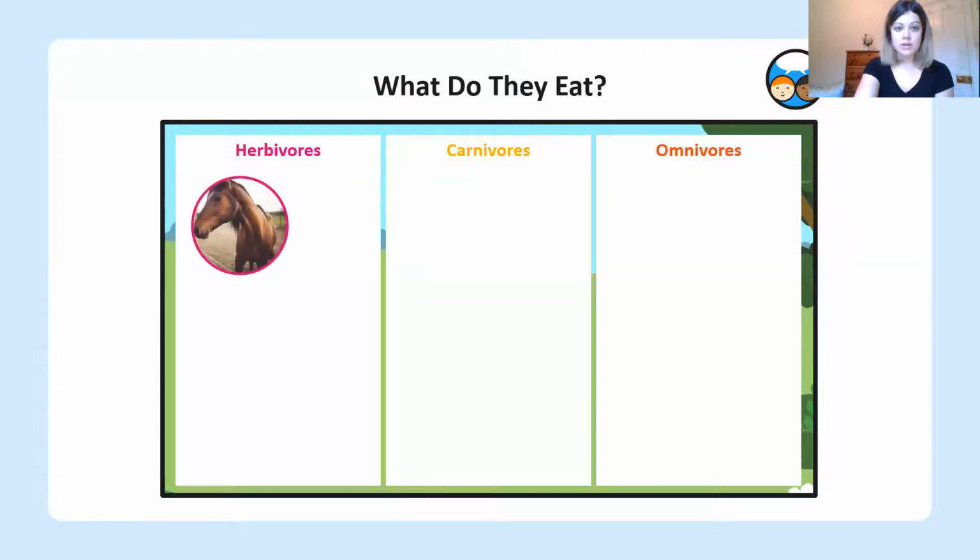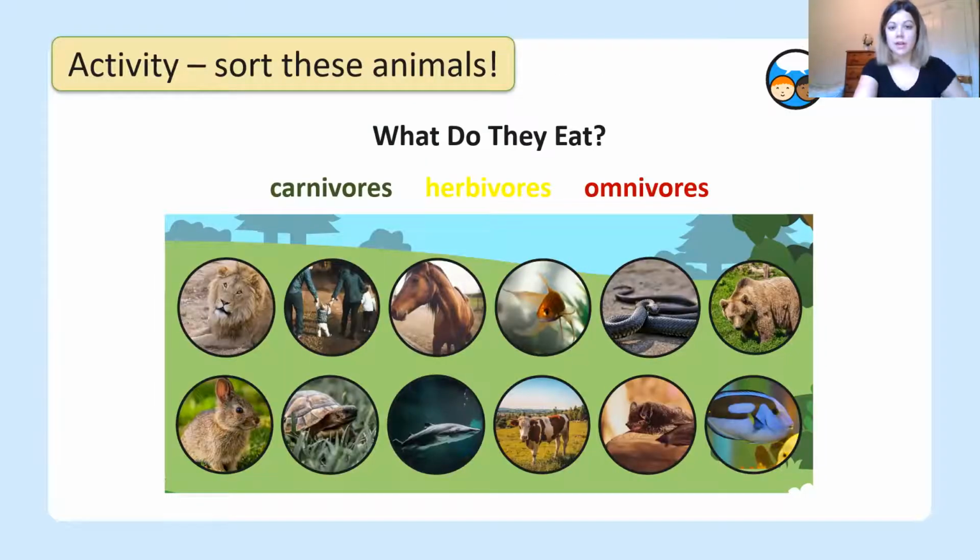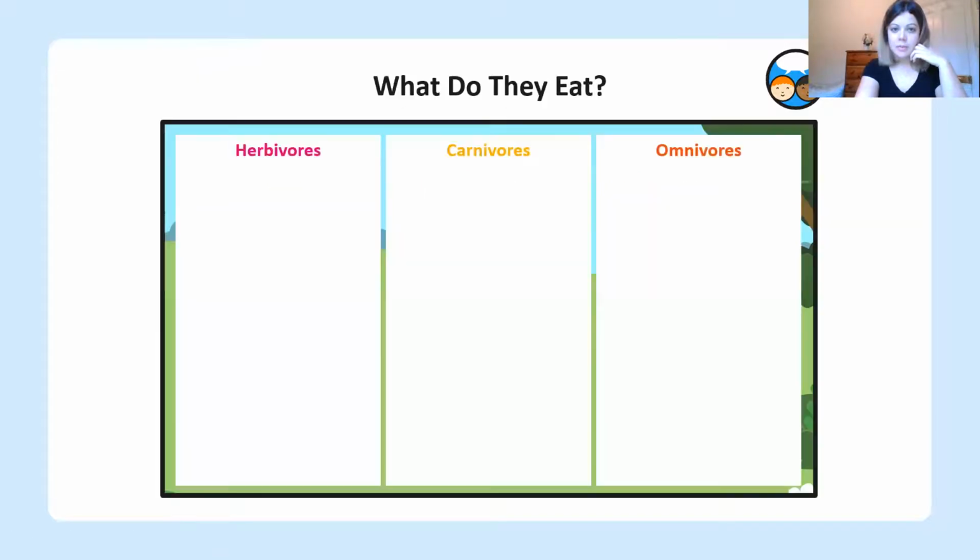So a horse is a herbivore. Okay, so let's go back to our screen. Can you see any other animals that you think might be a herbivore? Is our snake a herbivore? Is the bear a herbivore? Is our cow a herbivore? Let's have a look.